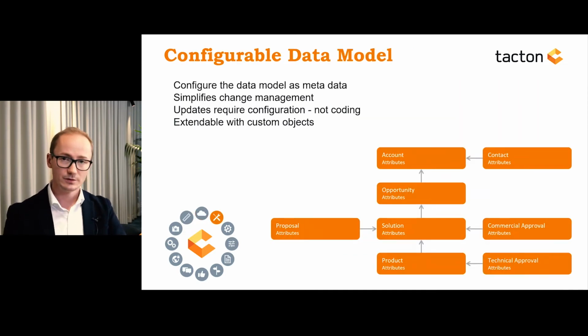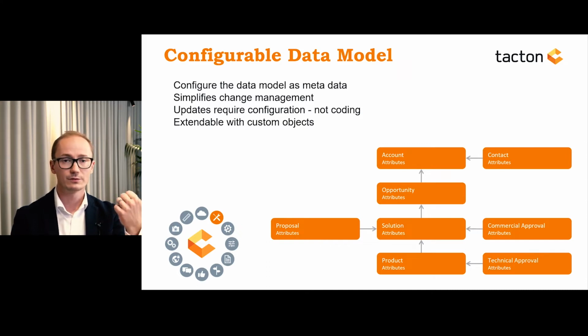There is a data model within the Tacton CPQ. We have a couple of objects that are always present. So for instance, we have an account. If we're going to configure something for a customer, it always has an account. It's going to be offered for someone. It has an opportunity. To that opportunity would tie a solution. And to the solution, we will add the configured products and other products.